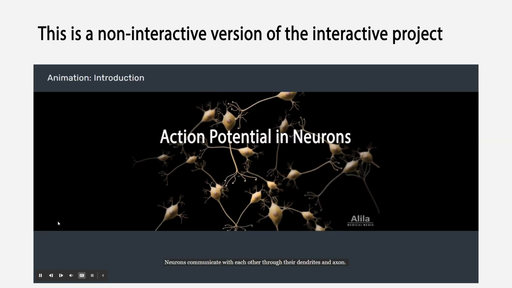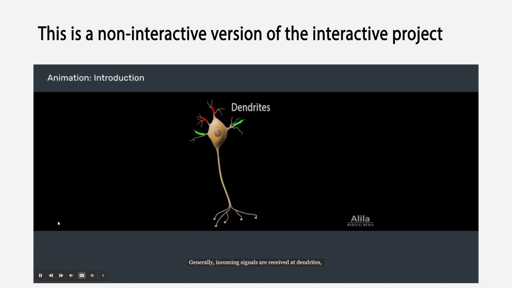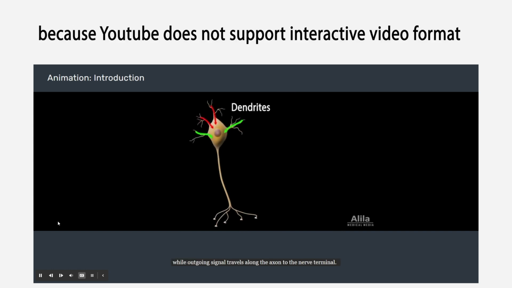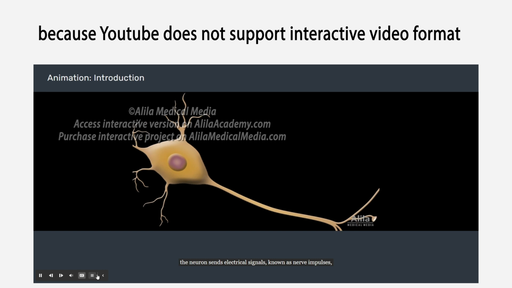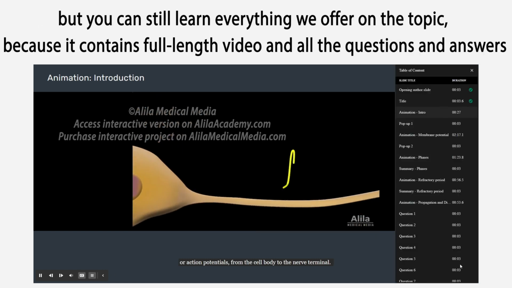Neurons communicate with each other through their dendrites and axon. Generally, incoming signals are received at dendrites, while outgoing signals travel along the axon to the nerve terminal. In order to achieve rapid communication over its long axon, the neuron sends electrical signals, known as nerve impulses, or action potentials, from the cell body to the nerve terminal.